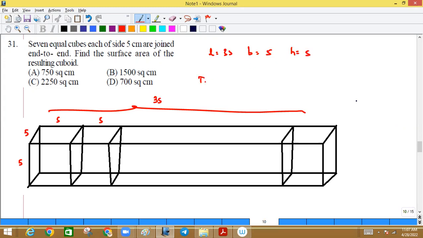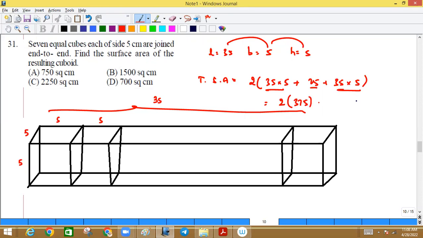You know, total surface area. Surface area means total surface area only. 2 into LB, 35 into 5, BH, again 35 into 5, HL. 35 into 5, 35 into 5, 35 into 10, 350 plus 25, 375, which is equal to how much? 750, right?